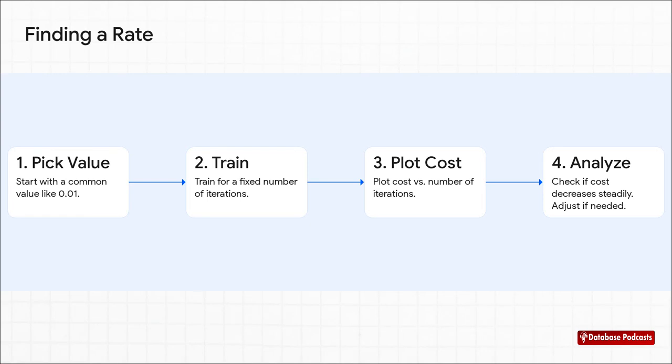So where do you even begin? Here's a great approach. First, just pick a common starting value. Something like 0.01 is a classic place to start. Second, let your model train for a little bit, not too long. Now, the third step is the most important. You're going to plot your model's error over time. Just make a graph. And finally, step 4, you just look at that graph. Is the error dropping nice and steady? If so, you're in good shape. Is it jumping all over the place? Your rate is probably too high. And if it's barely moving at all, well, it's probably too low. And from there, you can start to tweak it.